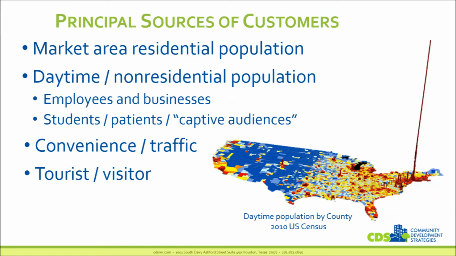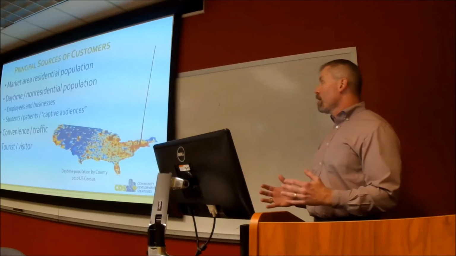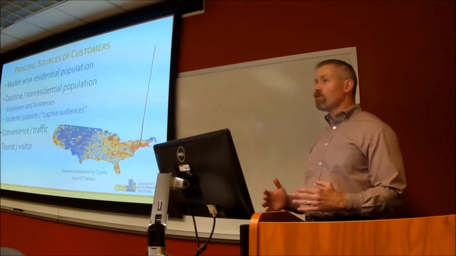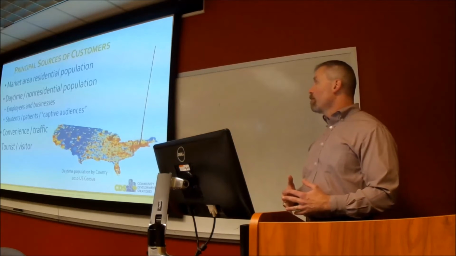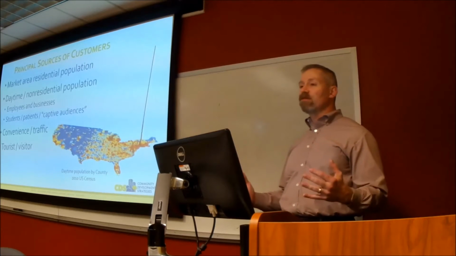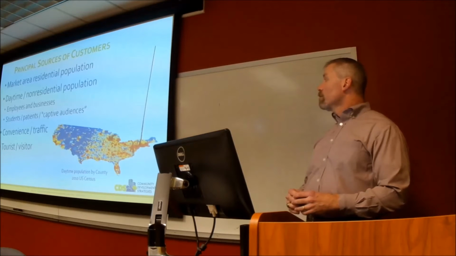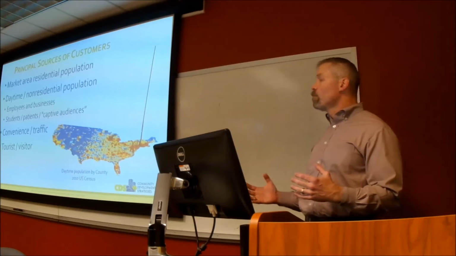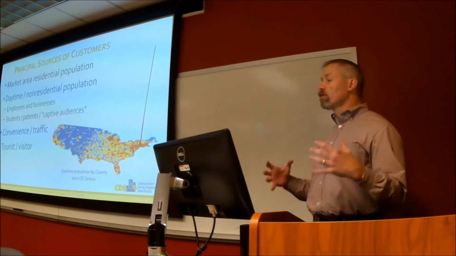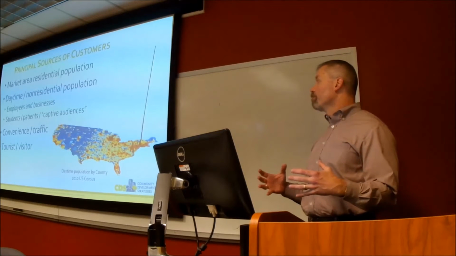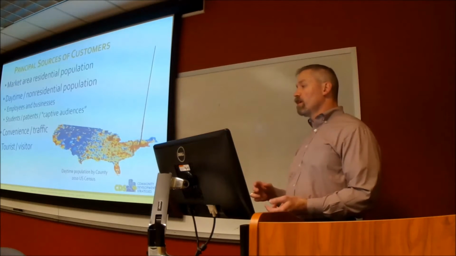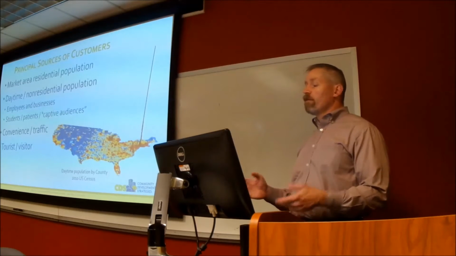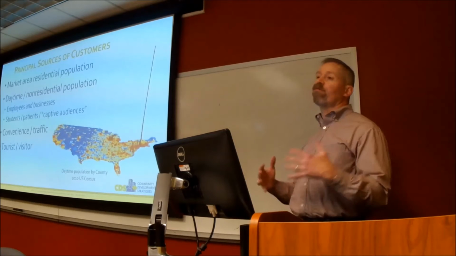So how do we determine that? Well, there are four main categories of sources of customers. The typically most important one is your market area residential population, and we'll talk more about what your market area is in a second. But that's just the people who are living within a certain distance of your site. Then you have the daytime or non-residential population. That means people who are working nearby or people who have to be on site on a regular basis in close proximity to your site for whatever reason, because they're going to school or because they or their families are getting treatment at a hospital nearby, or for whatever reason they have to come to that area regularly.